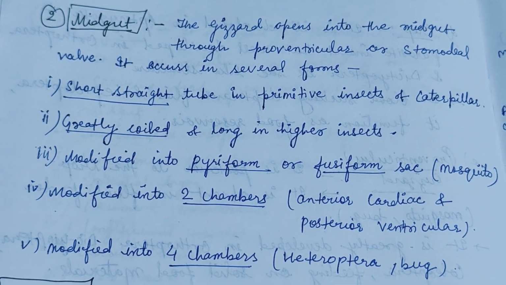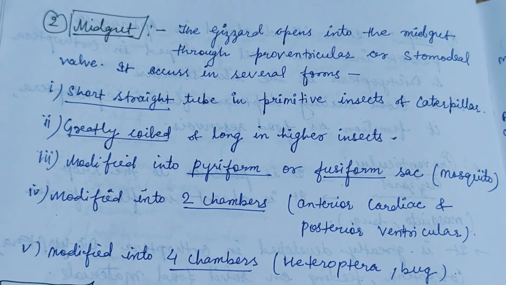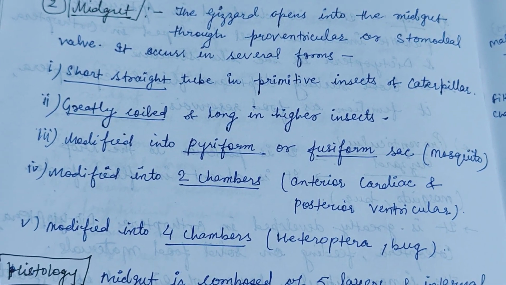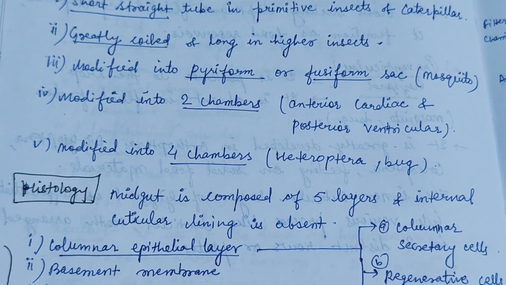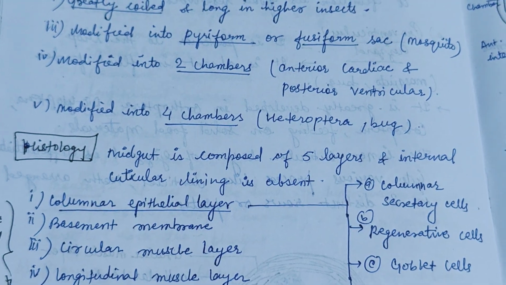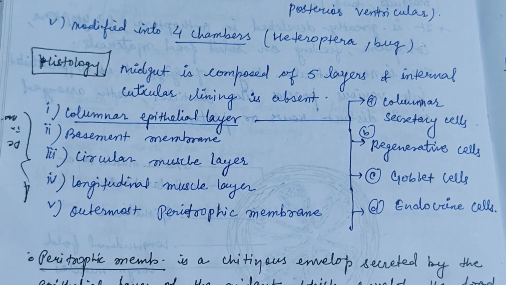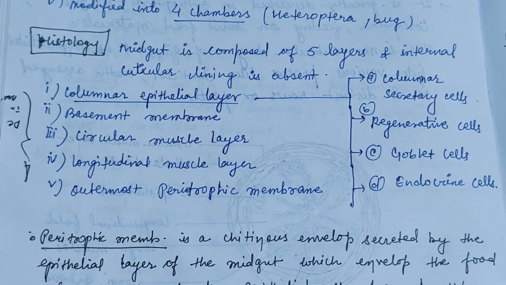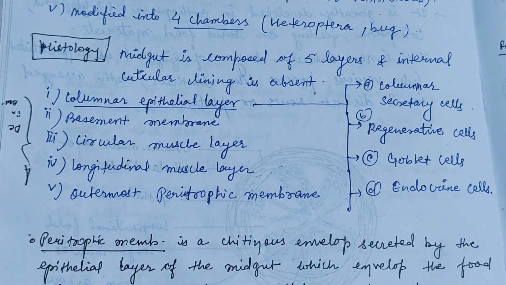The midgut is also formed from several layers. It is a short, straight tube in primitive insects and caterpillars, greatly coiled and long in higher insects, modified into a pyriform or fusiform sac in mosquitoes, and modified into two chambers, that is the anterior cardiac and the posterior ventriculus. In histology, the midgut is composed of 5 layers and the internal cuticle lining is absent.